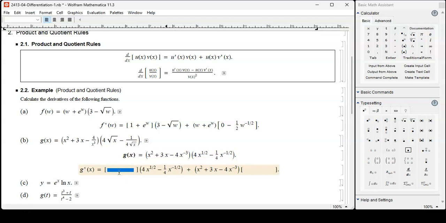Alright, let's go ahead. The derivative of the first function. X squared becomes 2x. 3x becomes 3. And then minus 4x to the negative third power, multiply by coefficient negative 3, x to the negative 4 power, subtracting 1 from the power. Not negative 2, but negative 4. So negative 4 times negative 3, that's positive 12. So that's the derivative of the first function.